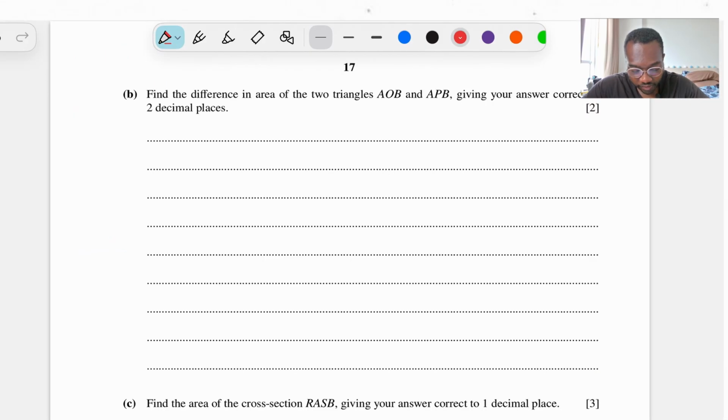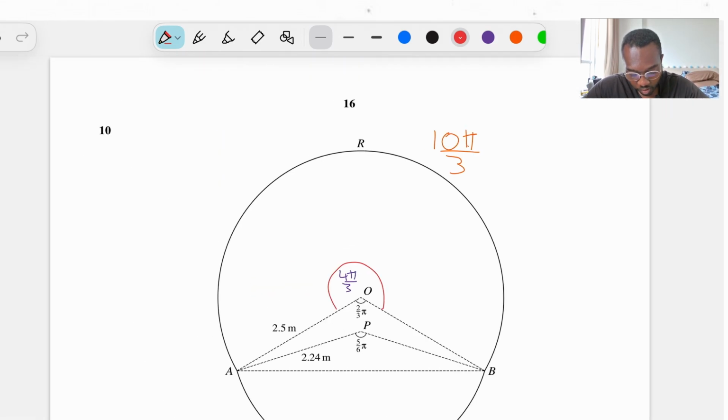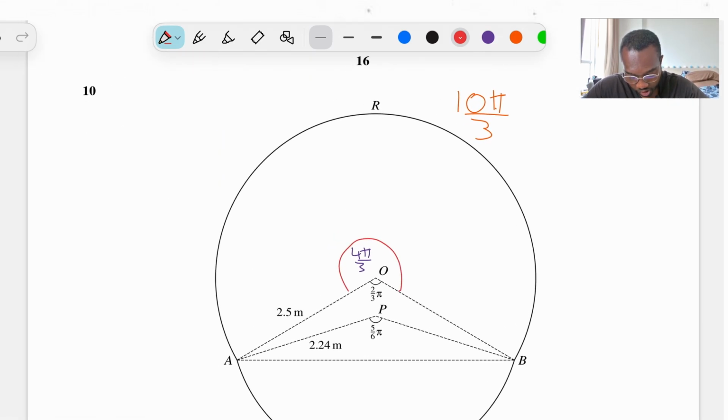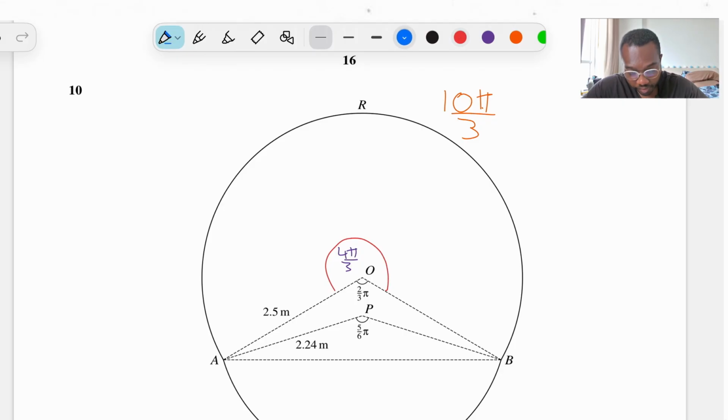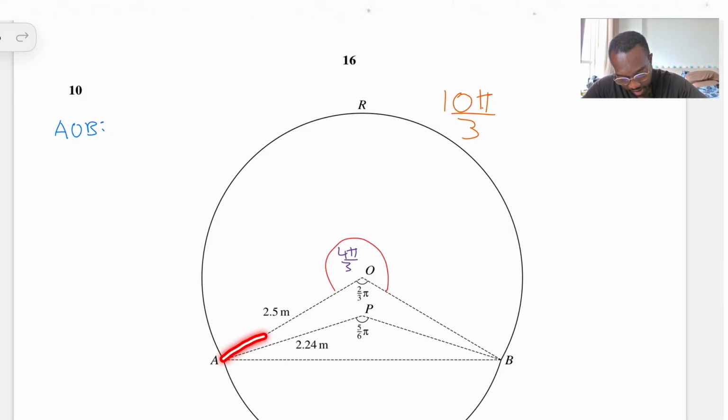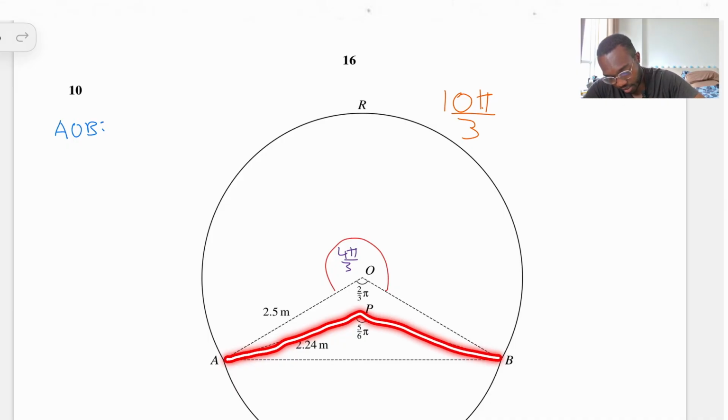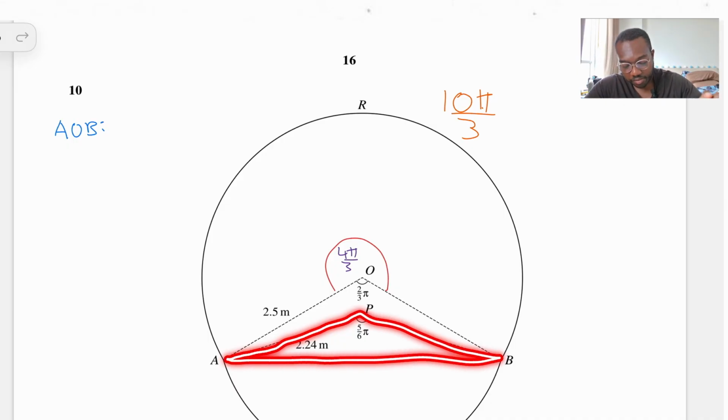So part B now, we need to find the difference in the area of the two triangles AOB and APB, giving your answer to two decimal places. So if I do it back on the graph here, fairly nice. If we look at AOB, that's this triangle here. We just need to work out the area, and then also work out the area of triangle APB, that's this one here, and then just take them away from each other.